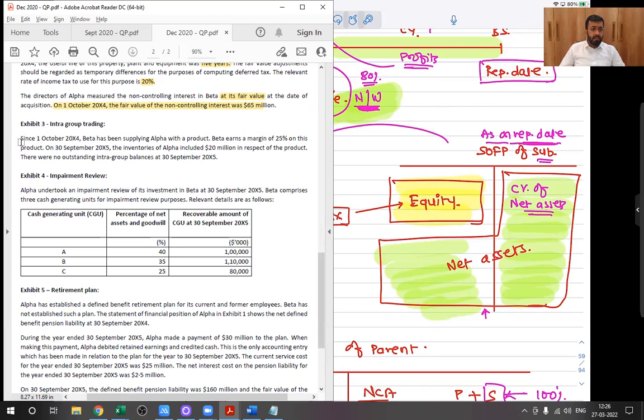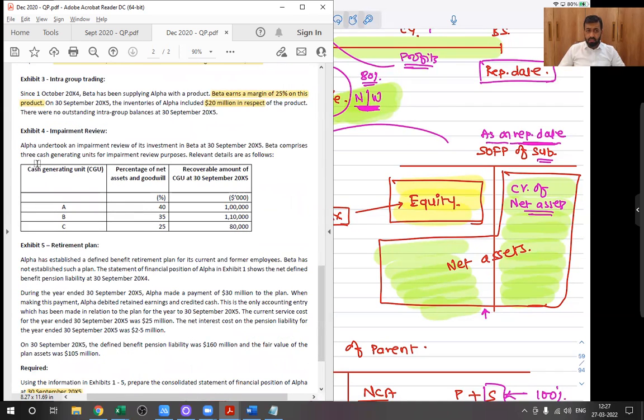Second adjustment entry: intra-group trading. Since October 1st, 2024, Beta has been supplying Alpha with the product. Beta earns a margin of 25% on its product. On 30th September 20x5, the inventories of Alpha included 20 million in respect of the product. There were no outstanding intra-group balances as at 30th September 20x5. So this 20 million is with respect to inventory. You will have to consider elimination of unrealized profit on it. Correct?